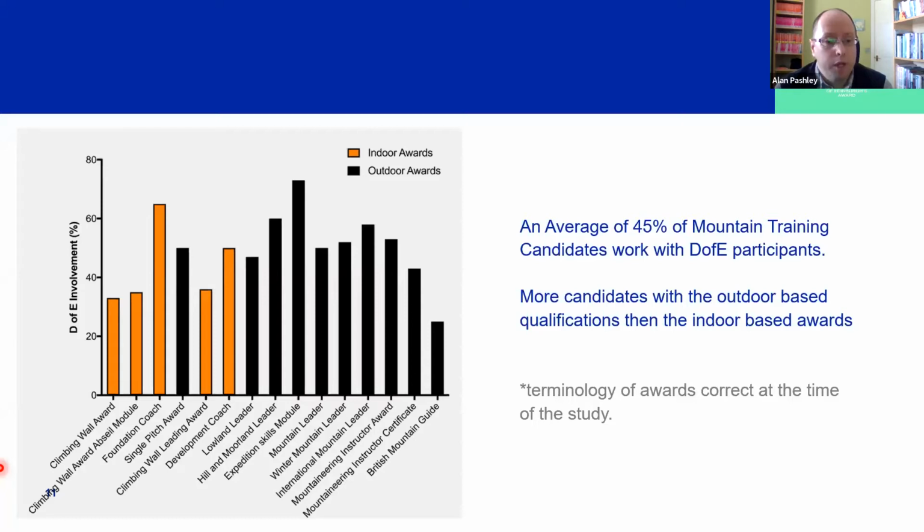There are not an insignificant amount of candidates from Mountain Training that are working with young people indoors as well, and I think that those figures are on the increase all the time as people are engaging more in those activities. And also people are becoming aware of the fact that they can use them as activities to count towards their Duke of Edinburgh's Award programme as well.